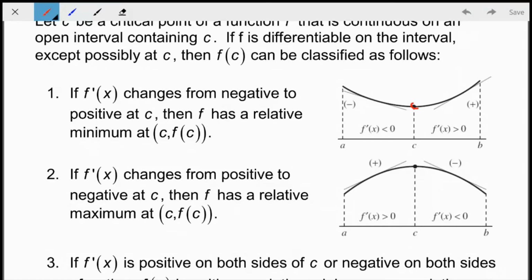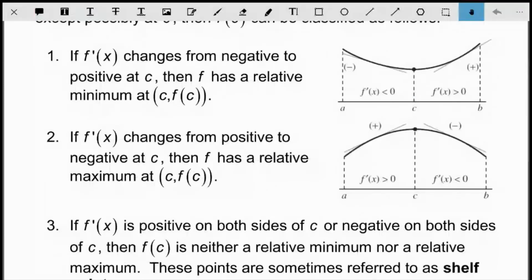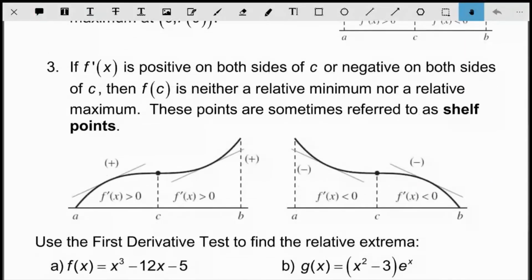So for example, this one where I have a minimum, you can see that my derivative was negative because my function was decreasing, and then the derivative became positive because my function was increasing. So that's how the first derivative test works. Here I've got a maximum. You can see the function goes from increasing to decreasing.